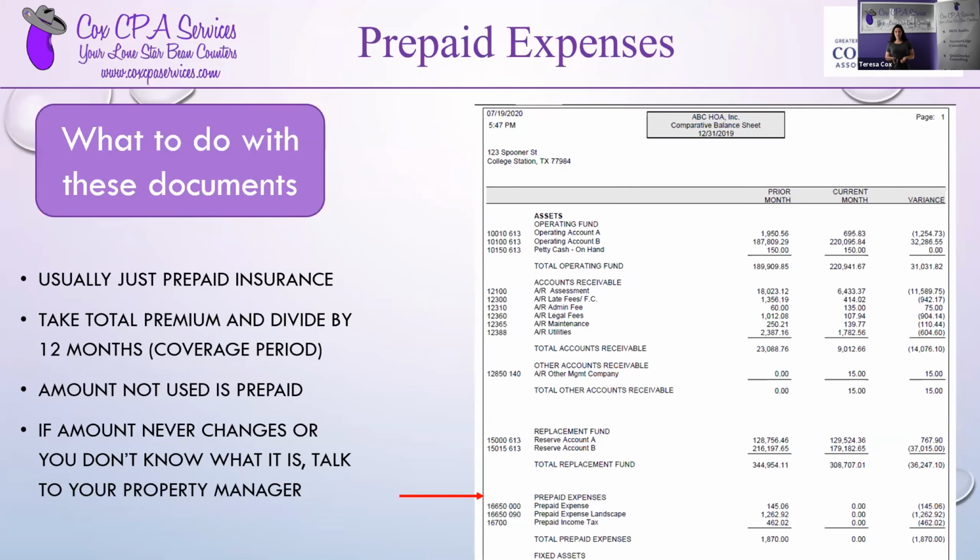Now for prepaid expenses, as Teresa mentioned earlier, it's usually just prepaid insurance, where you take the total premium, divide it by 12 for each month, and then you apply a 12th every month, and whatever's left is your prepaid. That number is going to go down every month, except for once a year when it gets way high. And if the amount never changes, or if you don't know what it is, or you have another prepaid expense that isn't insurance, take a look at it. If you have any questions, talk to your property manager or your accounting department to see if you can figure out what's going on with that.